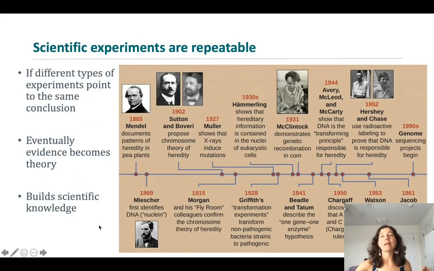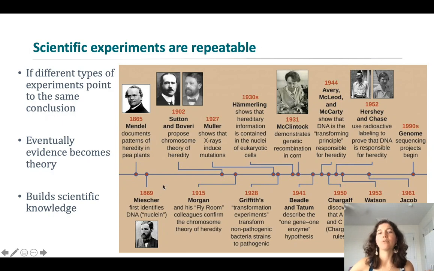So here's an example of this evolution of knowledge of the scientific method in practice. Again, like I said, things have to be repeatable in order for us to be able to build scientific knowledge. This is the evolution of the discovery of DNA. If we look here, it started all the way back in 1865 when Mendel observed DNA in action and was looking at the heredity patterns in pea plants. So he's observing a natural phenomenon.